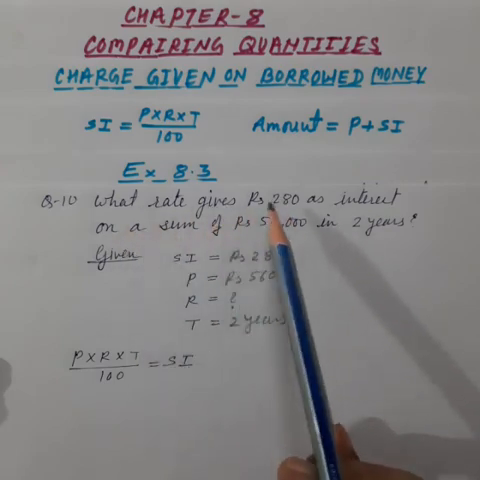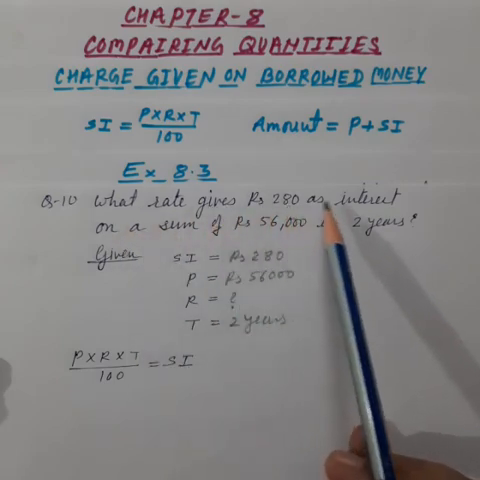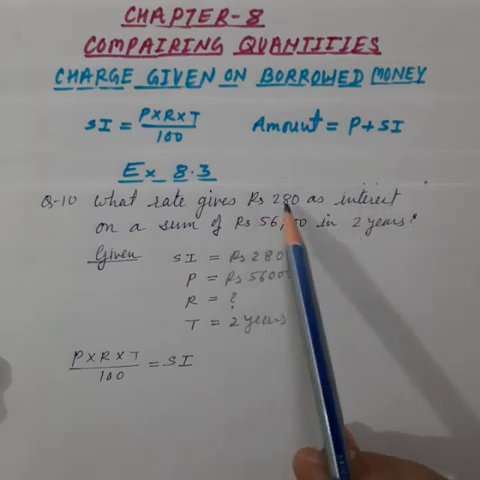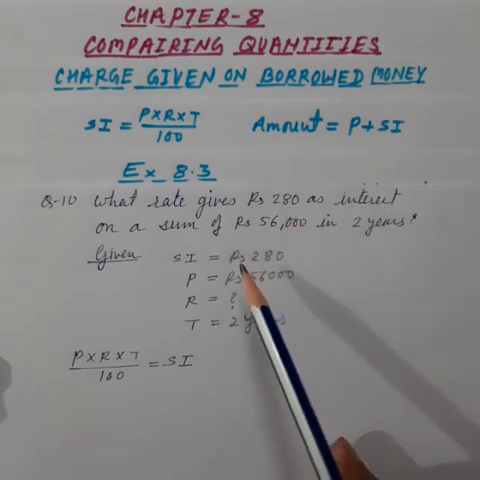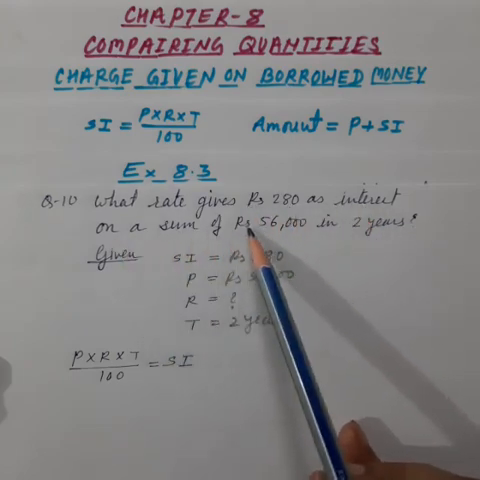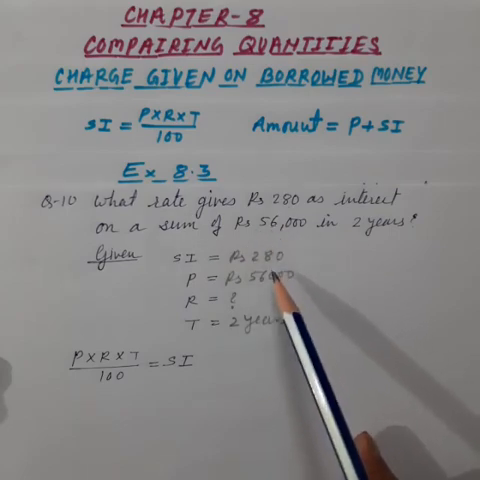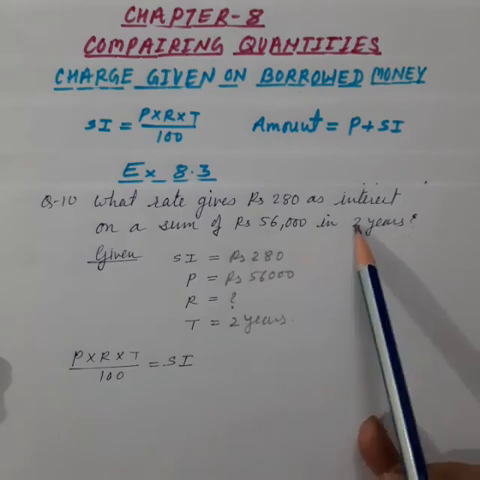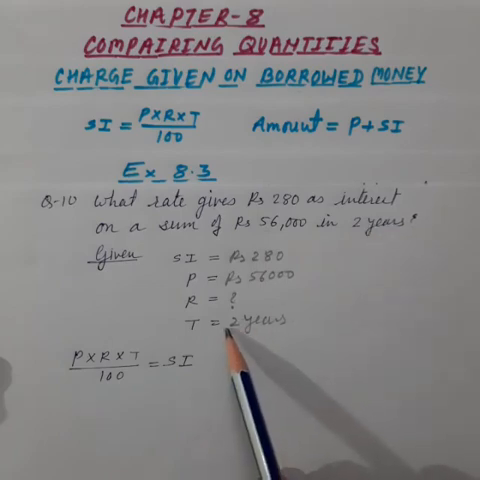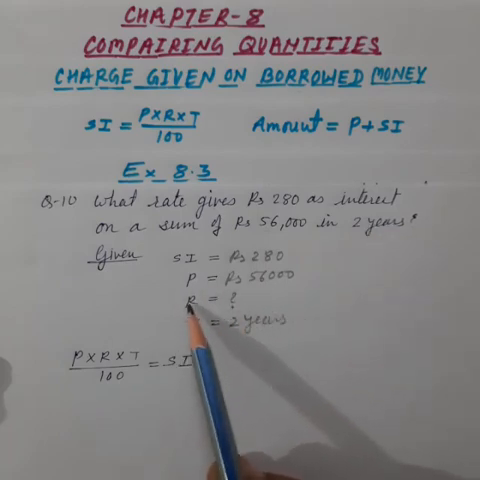Question 10. What rate gives rupees 280 as interest? Rate we have to find out. Rupees 280 is interest, and on a sum of rupees 56,000, 56,000 is principal here, in 2 years. 2 years is the time. And we have to find out here rate.